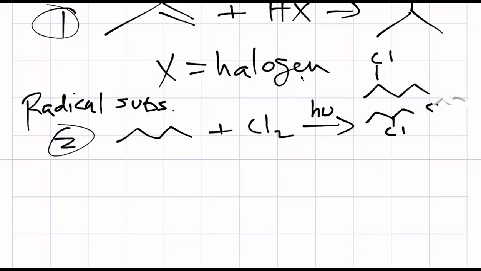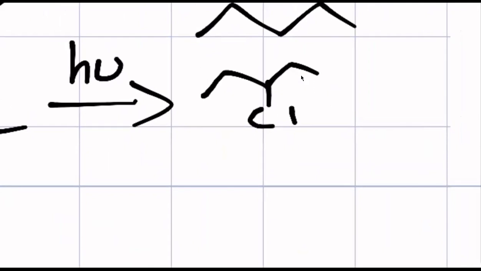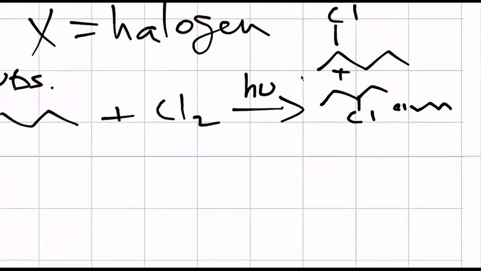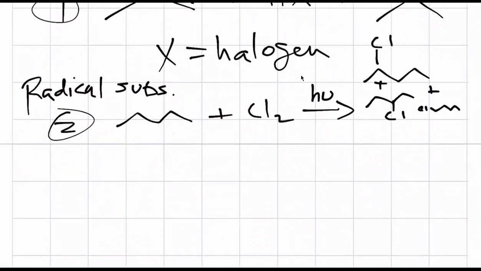Right, you get all 3 of these products in varying percentages. All right, so that's 2 ways. But now we're going to expand that and talk about some other ways. So today we're going to talk about allylic bromination.